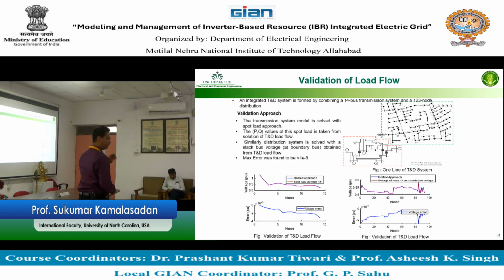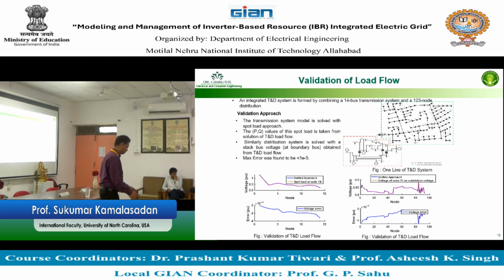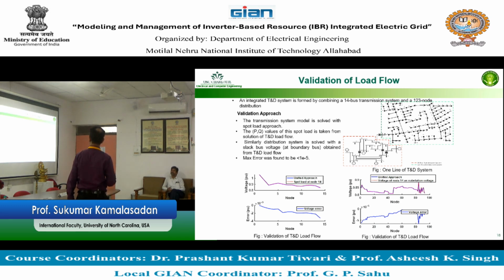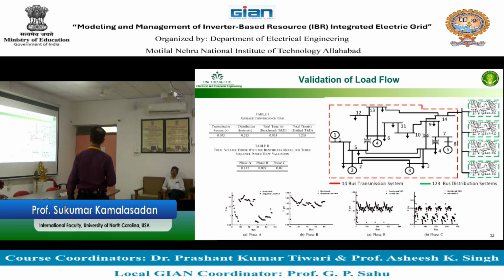So how do you compare it? You have unified now. You compare it separately with the distribution and separately with the transmission with respect to that voltage. That's the only way you can compare. You cannot compare any other way because you don't have another unified to compare, right? So these are some comparison errors for the smaller system.